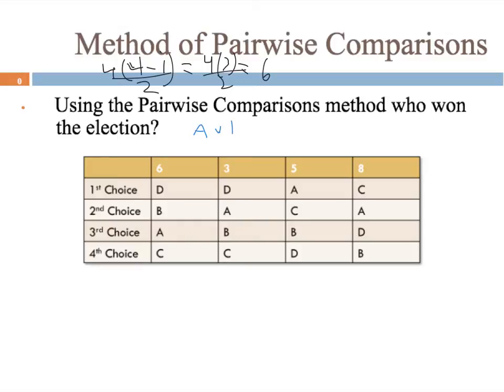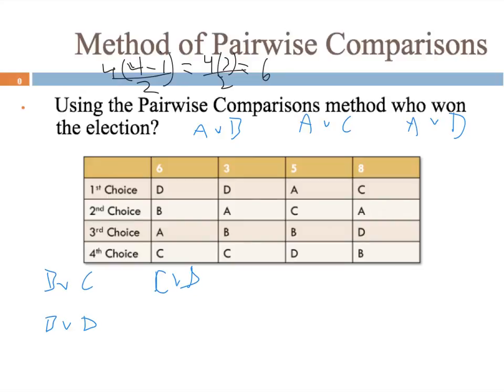versus B. The next one is going to be A versus C. And then we'll also have A versus D. And we will also have B versus C. We're going to have B versus D, and we'll have C versus D.